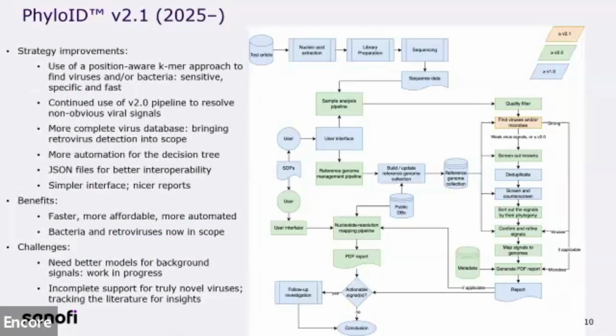And then in terms of the strategy improvements, we can now afford to find bacteria. So now bacteria just take a few hours and we get great results. So it's sensitive, specific, and fast. We did not abandon our previous pipeline. It's still the high resolution screening, counter screening, verification. And so that's still employed when you take the magnet and pull the needles and the hay out.